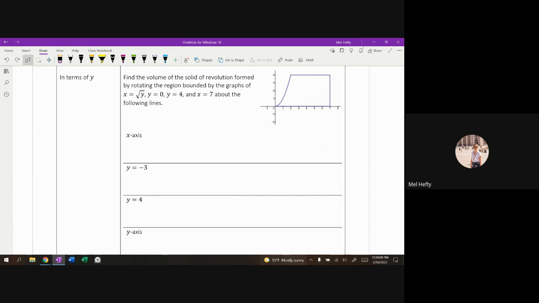All right, here is a good example. Here's a good example of obnoxious to do in terms of x and disk and washer. Possible, but obnoxious. Let me explain. Here I'm going to be rotating around a bunch of horizontal lines.